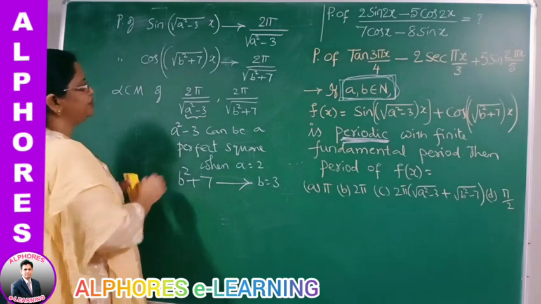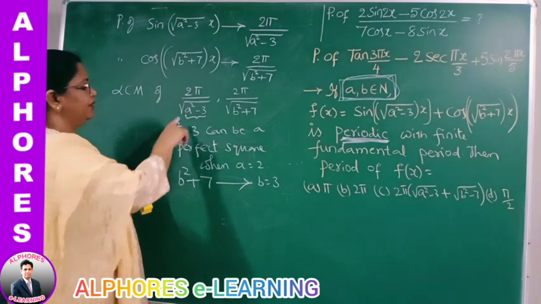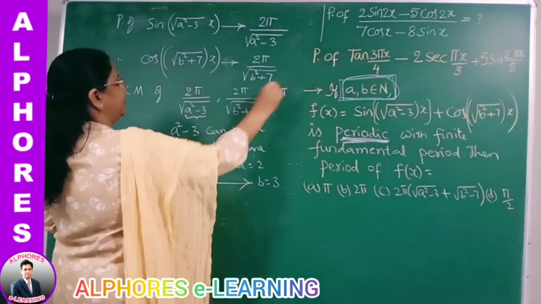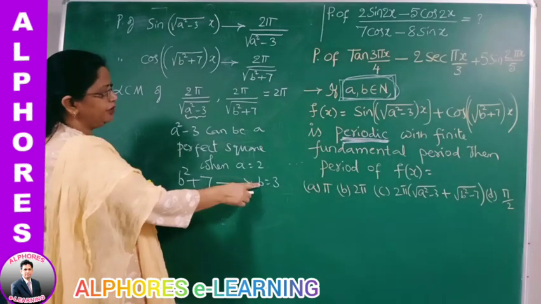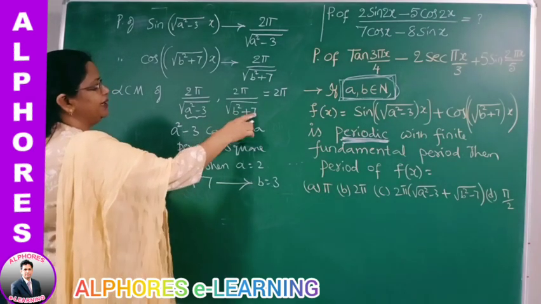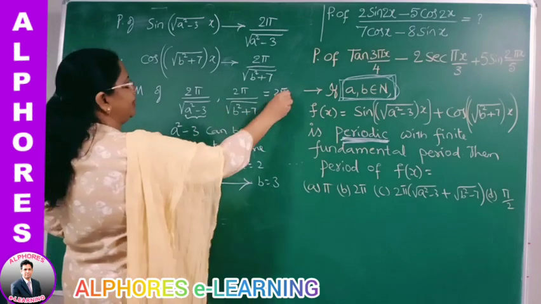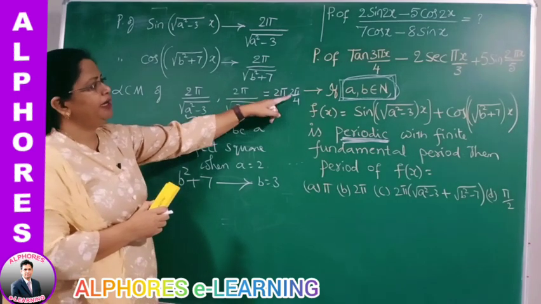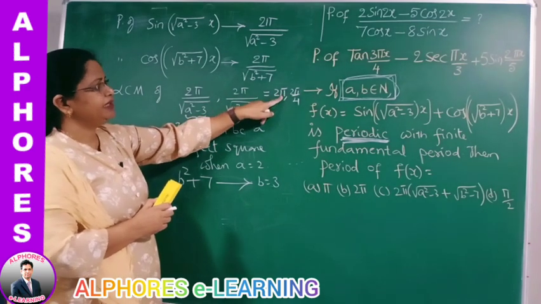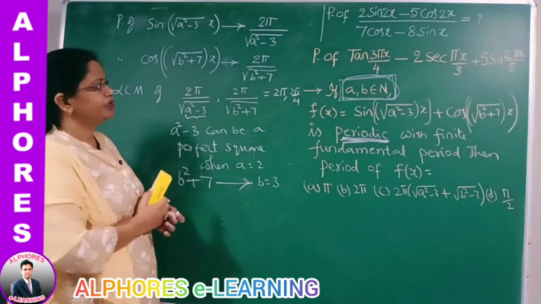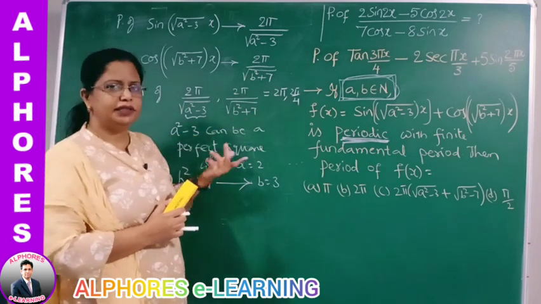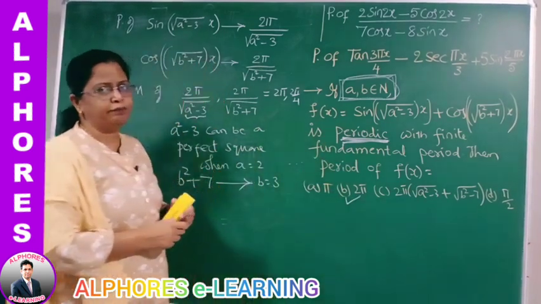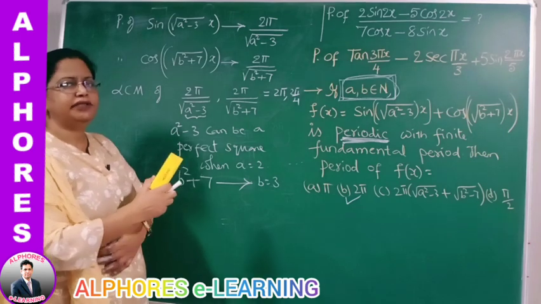So when a is 2, the denominator is 1. Therefore this is nothing but 2 pi divided by 1. And for b equal to 3, if you substitute, it is 9 plus 7, 16, that means the root is 4. So 2 pi divided by 4, that is pi by 2. Now what is the LCM of 2 pi comma pi by 2? That means 360 degrees comma 90 degrees. So obviously the LCM of 90 and 360 is 360 degrees itself. Therefore what is our answer? 2 pi.